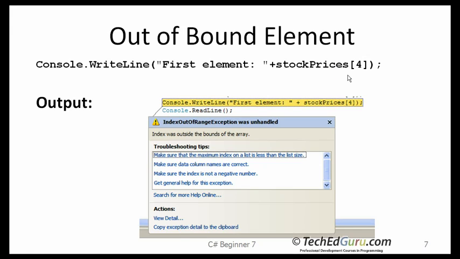Here I'm trying to print the stock prices with an index of 4, which doesn't exist, which is out of bounds. So if you try to run your program in the interactive mode, it'll go to the line which is causing this problem and it'll throw an exception. It'll bring up a dialog box like this and tell you what went wrong. If you had already compiled this program and were running that as an exe file, the program would basically crash. So make sure you always avoid using an index which is outside of the range.